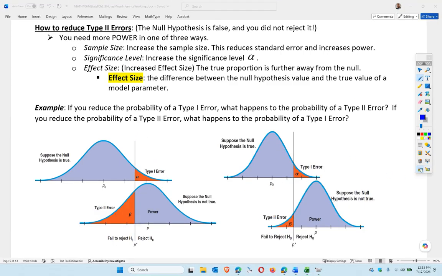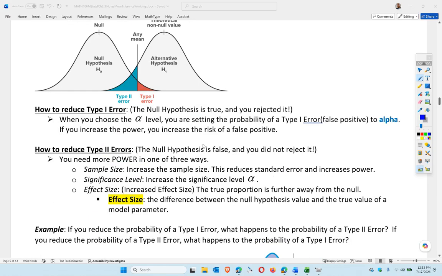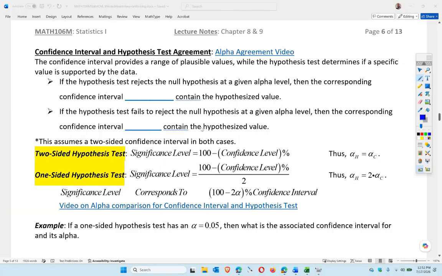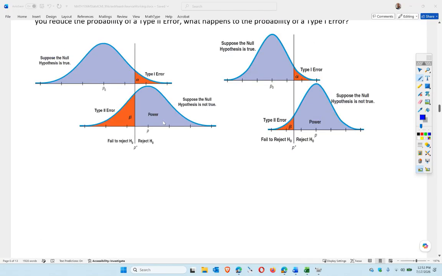So that's statistically essentially how it works. Okay, so that's the end of that as far as those go.